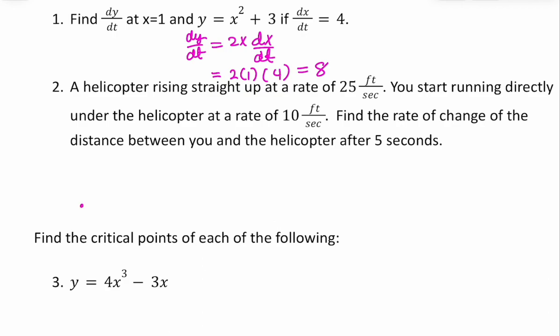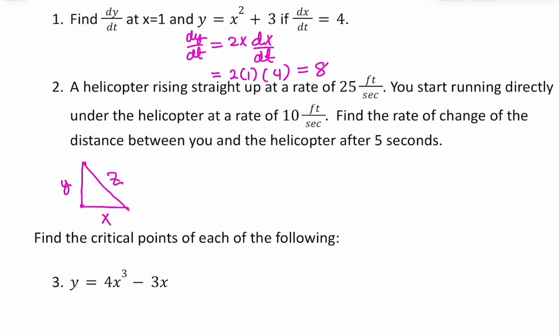So we're going to draw a little picture because remember, this is a related rates problem. And so here's the helicopter. We're going to call its height y. We're going to call the distance you have run x. Now you can call those variables anything you want, it doesn't matter. If it's going in the x direction, I usually do x. It helps my brain. And then the distance between them, I'm going to label as z.